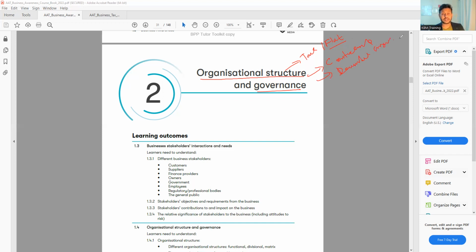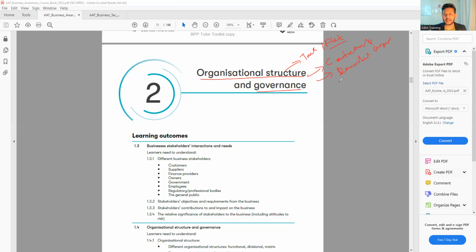So the centralized organization is where the decision is taken from the head office. For example, they have a lot of branches and a lot of operational centers, cost centers, profit centers, investment centers, but the decision is taken mostly by the head office. So this is centralized. All the major decisions or the strategic people stay in the head office and they take the decision.